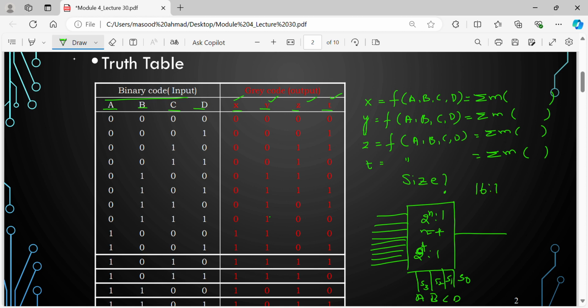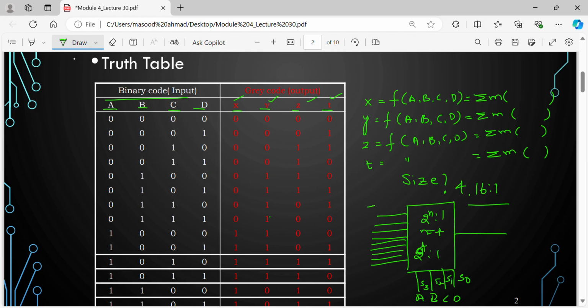To get one output. But how many outputs do I have? I have 4 outputs, so I need 4 such 16 to 1 muxes. So we will see that I can make a code conversion with the help of 4 16 to 1 multiplexers.